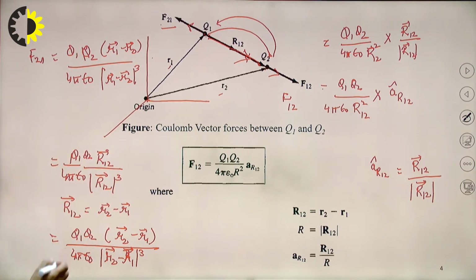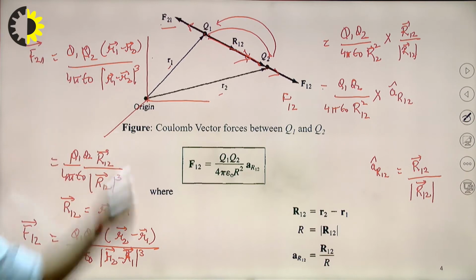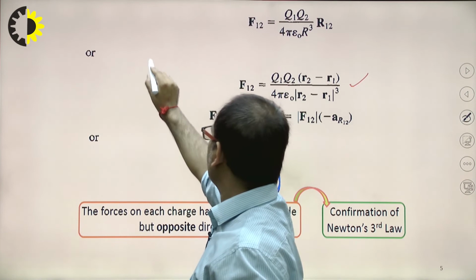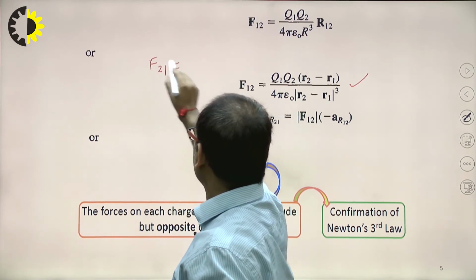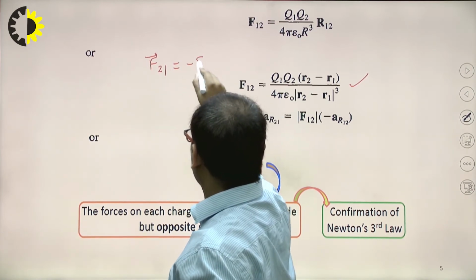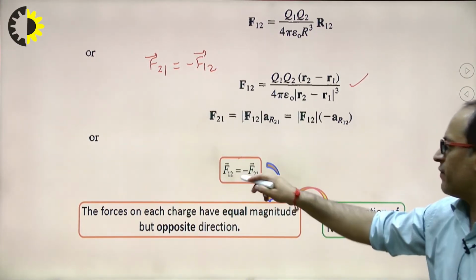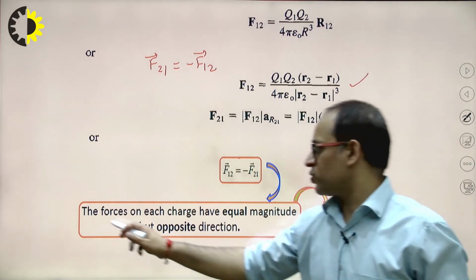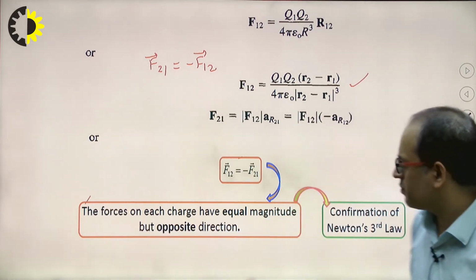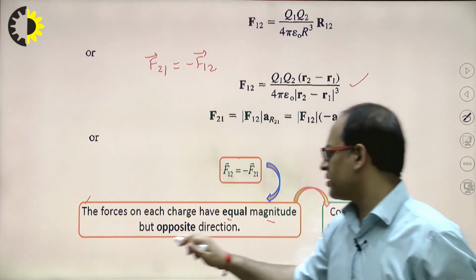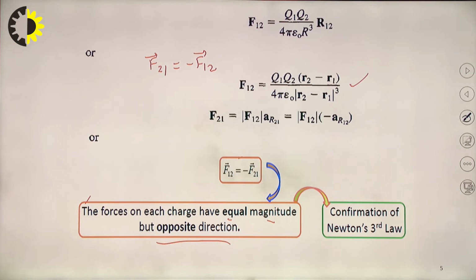Now you will see that this is F12 and this one is F21. You will observe that F21 will be negative of F12. So F12 equals minus F21. This proof also proves Newton's third law, that the forces on each charge have equal magnitude but opposite direction. Clear?